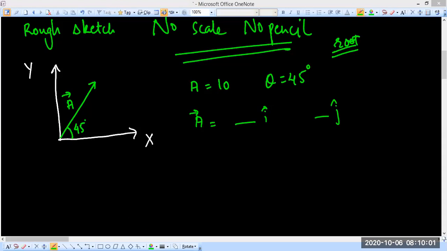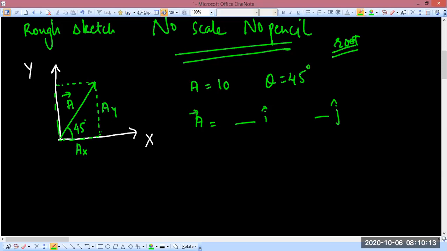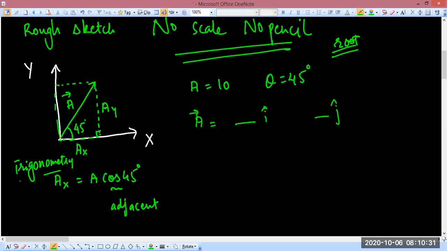Okay, everyone, look at this carefully. First step is make a rectangle, like this. Now this is going to be Ax and this is going to be Ay. So if I want to find Ax, then I can simply say that Ax is going to be A cos 45 because cos means adjacent. This is pure trigonometry. That's why I said, if you want to learn physics, you have to love trigonometry. You will never be able to go ahead with physics if you cannot do this. Is it clear, all of you?